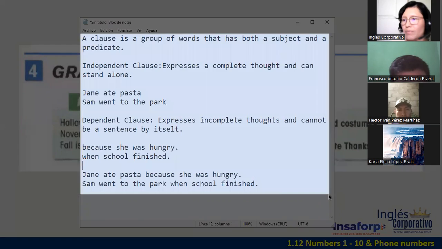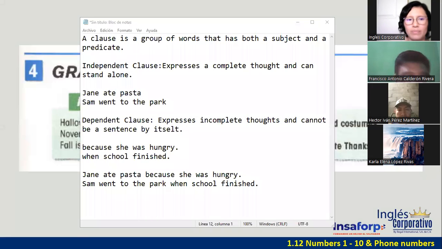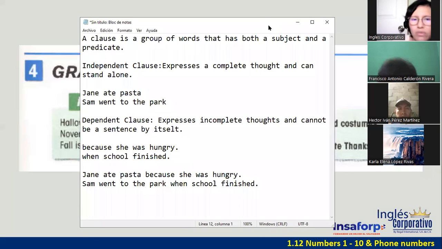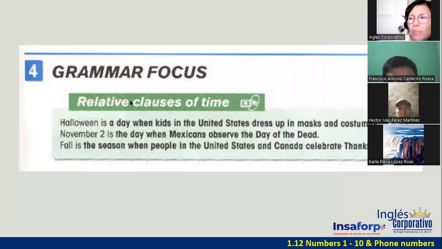Is it clear? Yes, teacher. Very good. Excellent. Okay, now let's move on here. Vamos a movernos acá a lo que tenemos aquí dentro de los ejemplos.